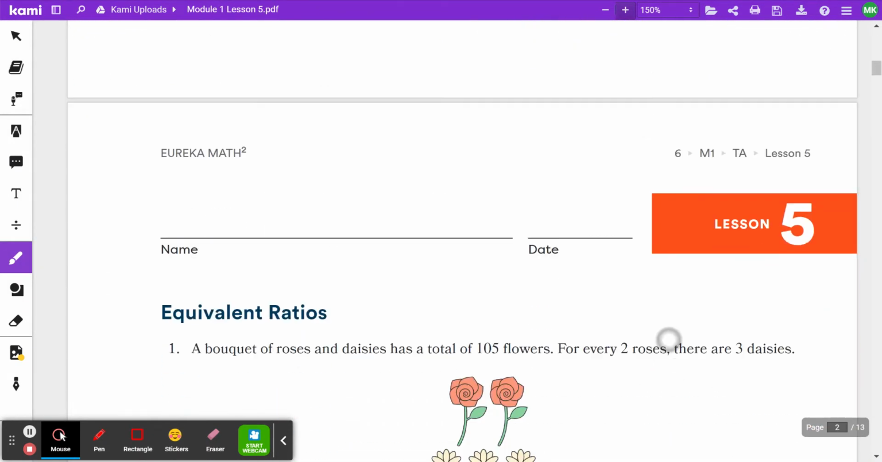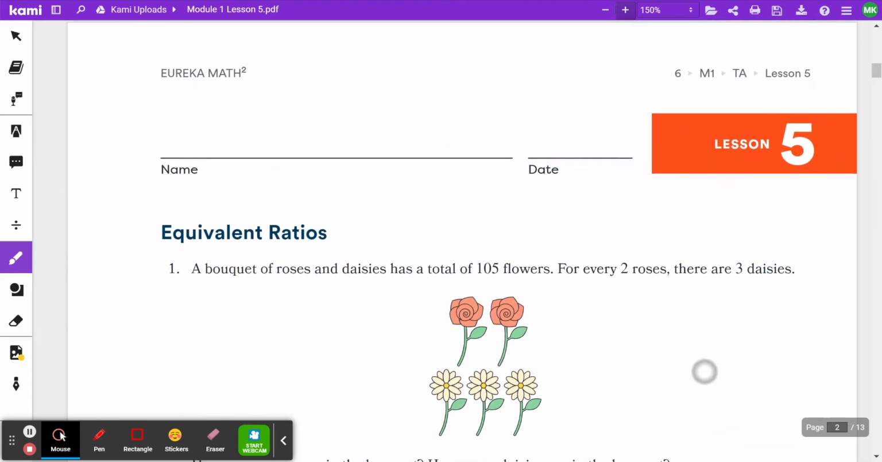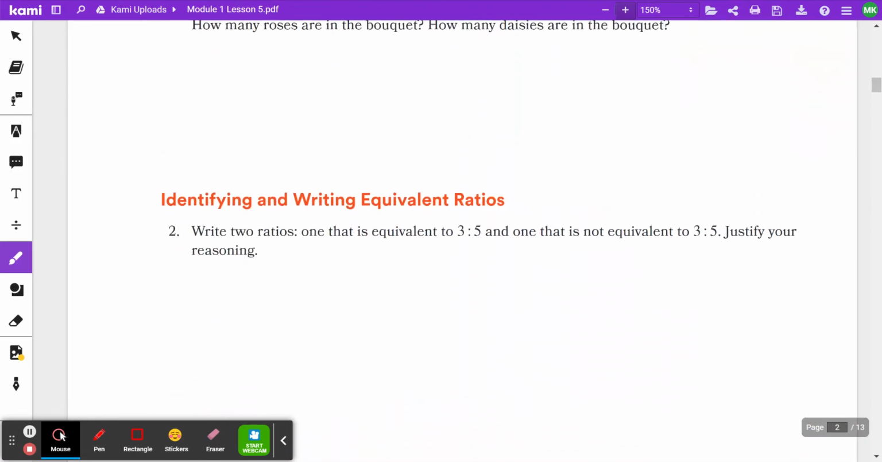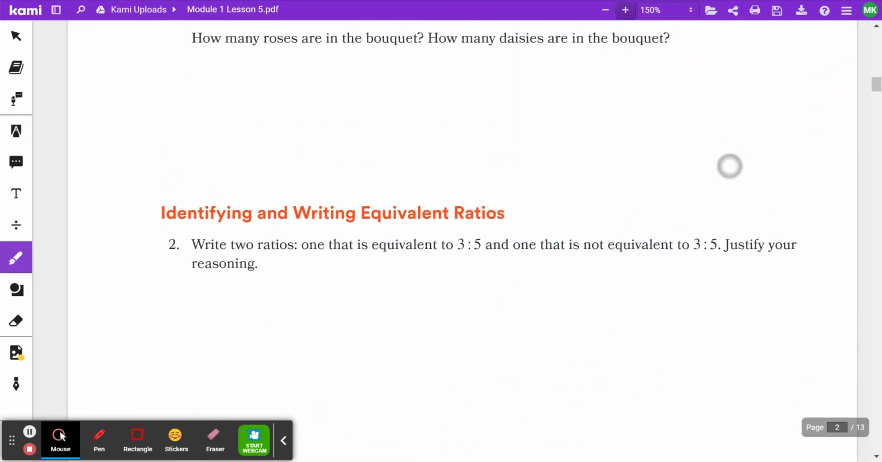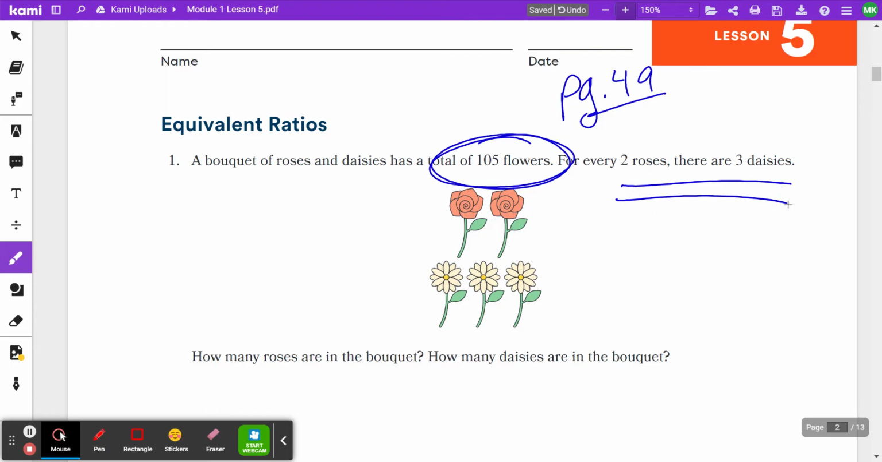Okay, so let's put some of this into practice here a little bit. On page, what page is this here? Right, there's a page here somewhere. On page 49. All right, so let's start off on page 49. On page 49, we have a bouquet of roses and daisies. There are a total of 105 flowers. Now, here's our ratio. For every 2 roses, we have 3 daisies.